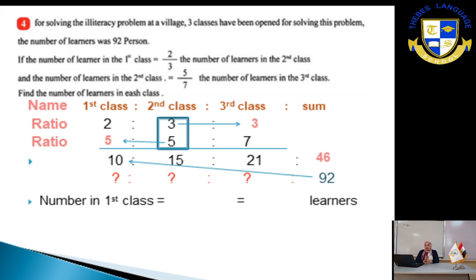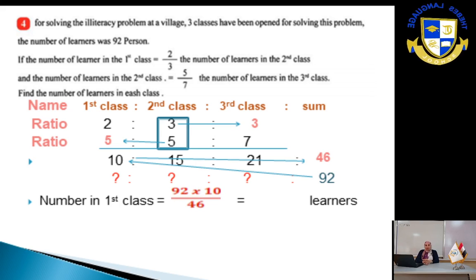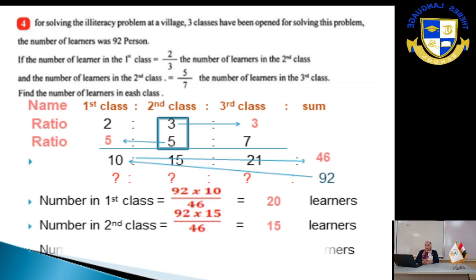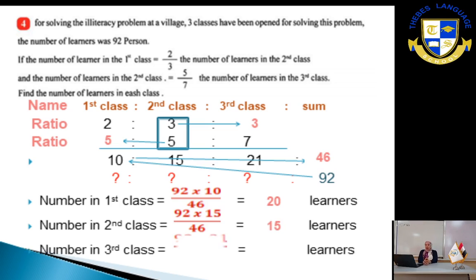I'll start to calculate the number of the first class, the number of second class, the number of third class. Our first class will be 92 multiplied by 10 over 46 equals 20 learners. Our second class will be 92 multiplied by 15 over 46 equals 30 learners. Our third class will be 92 multiplied by 21 over 46 equals 42 learners.